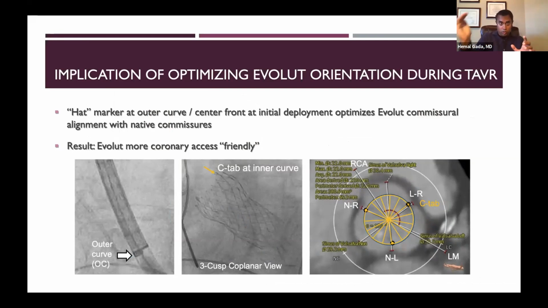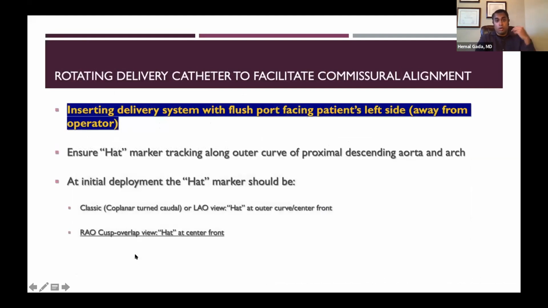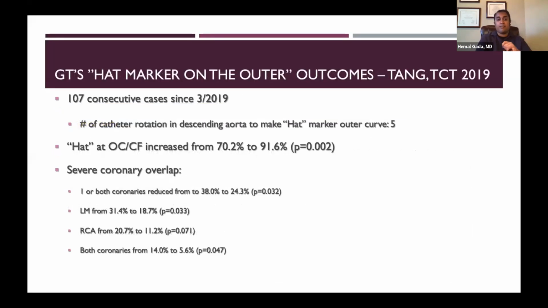So when we're coming across in an LAO view, we want that hat marker to be facing towards the outer curve. When we go to cusp overlap, we're going to have the hat marker in center front. And that is going to reduce the incidence of a commissural stent post being in front of the coronary arteries, facilitating not just coronary reaccess, but potentially BASILICA down the road if we're thinking about doing a tab and tab.